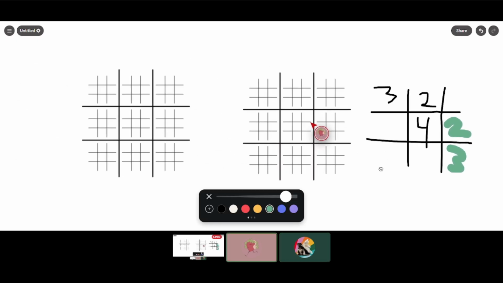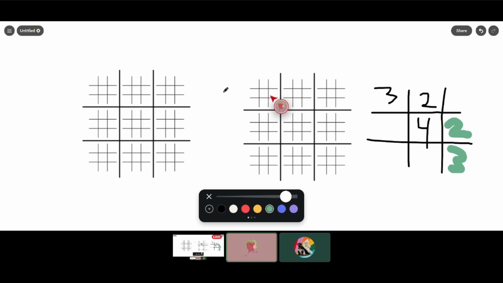So in ultimate tic-tac-toe, if we ignore the small ones, we can say that this one is a 3, this one's a 2, and this one's a 4. We can understand that. It's just math, straight up just math.